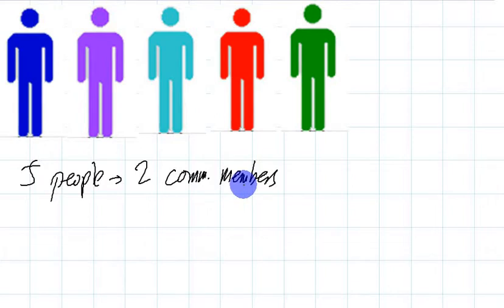So, based on the counting techniques that we've known so far, we can use the permutation formula to get this. So therefore, I can have the permutation of 5 taken 2 at a time. And once we calculate this, it will be 20. So there are 20 possible arrangements of 2 committee members out of 5 people.